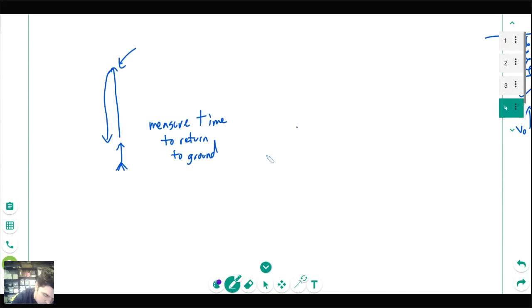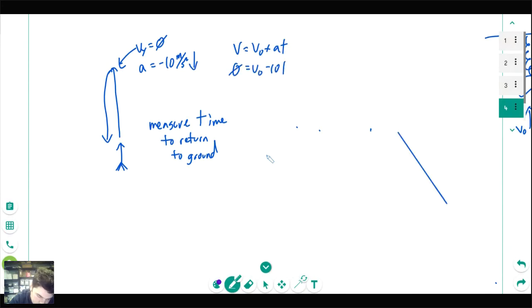Okay. At the top, we know our vertical velocity is 0. This is in free fall, so we're going to say our acceleration is negative 10 meters per second squared going down. We could do something like v equals v naught plus at. So 0 equals v naught minus 10t. We use half of the time there. So this t is time to go up. t up is 1/2 t total, and solve for v naught that way. Do it many times and then average them together or something like that could work too. But there's another possible method of doing it in there.